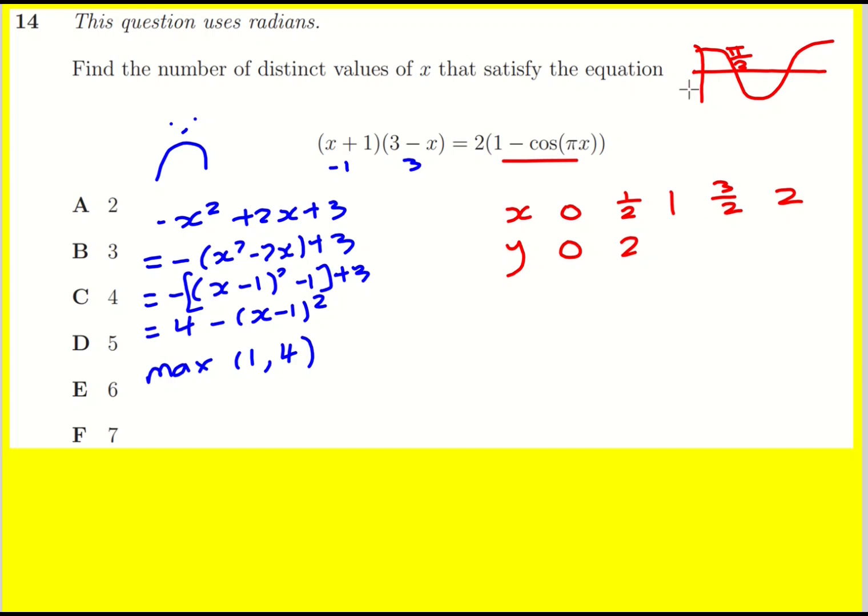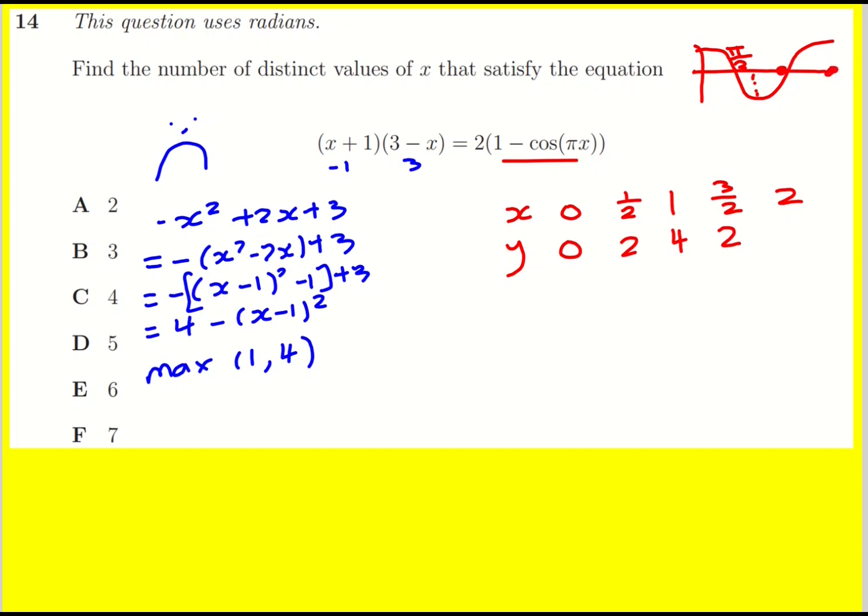And then for 1, that's cos of pi. That's when cos hits its minimum, so it'd be -1. So 1 minus -1 is 2. Times 2, we get 4. And then it goes back to being 2 here because you got this point.